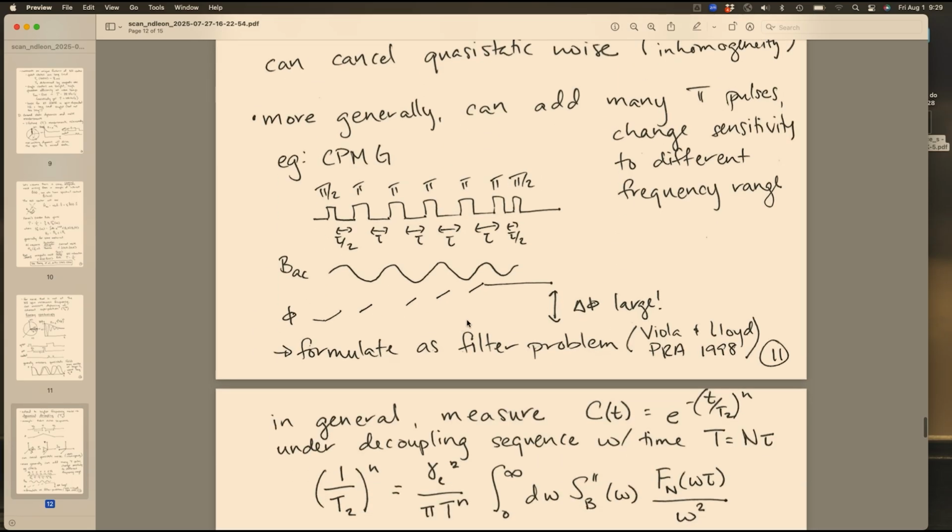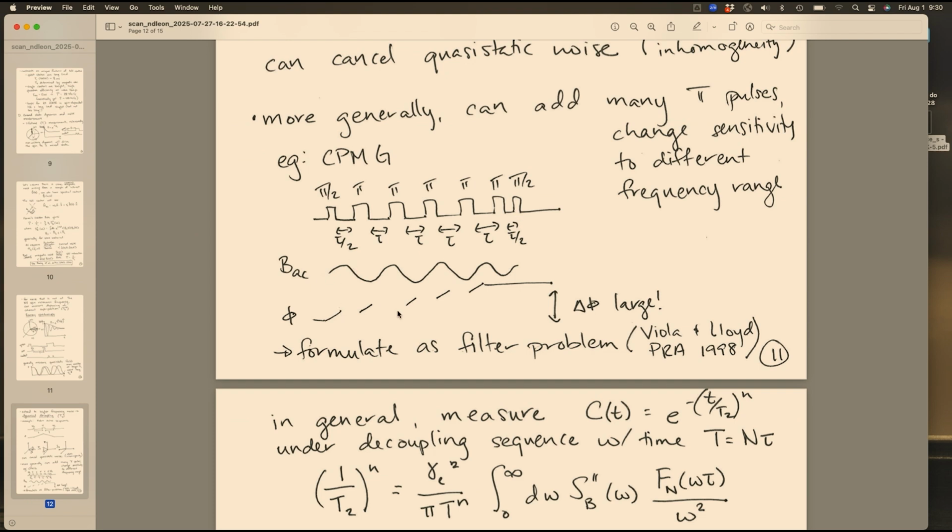And then generally, you can do whatever you want between these two pi/2 pulses, right? So I can put in lots and lots of pi pulses. That's called CPMG, Carr-Purcell-Meiboom-Gill. It was an interesting enough idea in the 50s that we had to name it after four people.